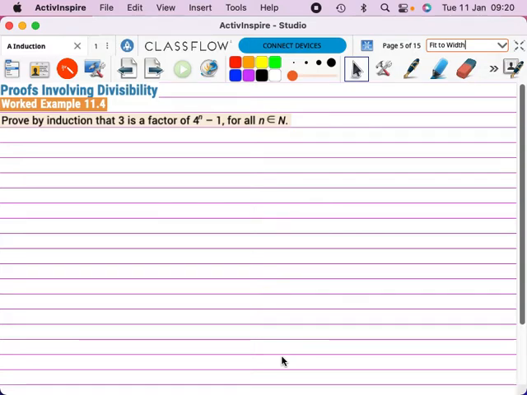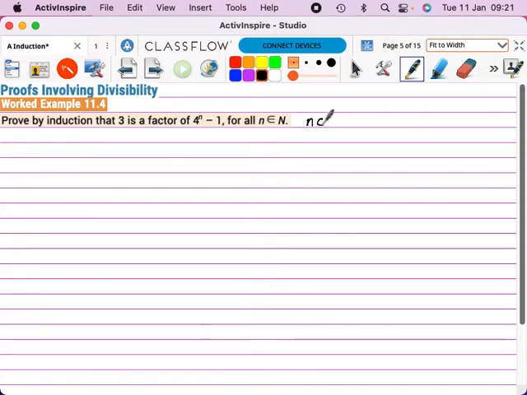Okay, this is part 2 of our videos on proof by induction, and today we're looking at proof involving divisibility. It's exactly the same as the first video in terms of the language used at each step of the inductive process. So we start off by looking at what they've given us.